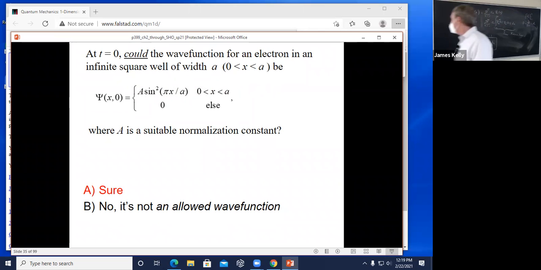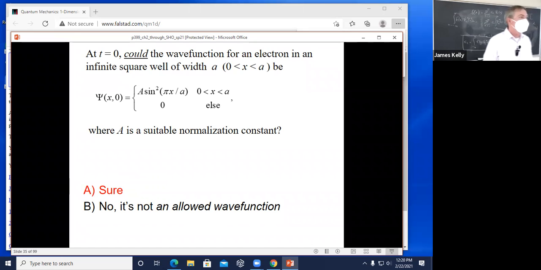I see I've clicked ahead too far. It actually showed the answer there. The answer is yes. A lot of people say no, because they think, well, it's not one of the psi n's. This isn't any of the psi n's. The psi n's have a sine here, right? It would be a sine of n pi x over a. This is none of those.